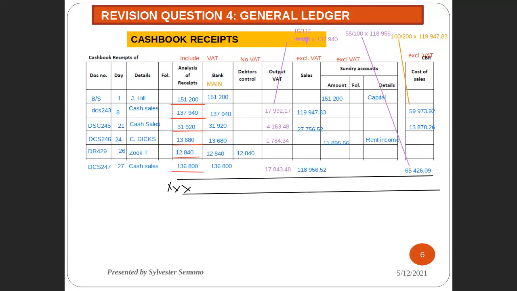You get the total sales. You get the total VAT output. Total. So you just have to add all the columns where you see the amount. Exclude analysis. We don't add analysis. Okay.